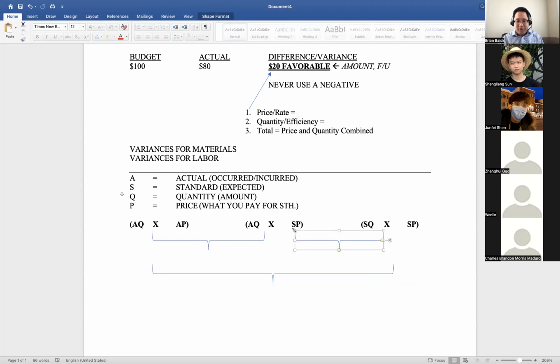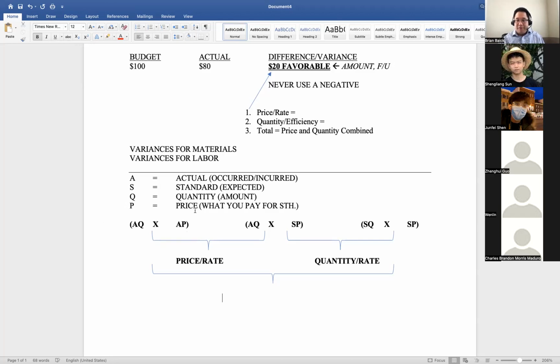Anybody know what that's called? It's called the price variance. Sometimes they call it the rate variance. The variance between the middle number and the last number is called the quantity variance. Sometimes it's called the efficiency variance, quantity or efficiency.